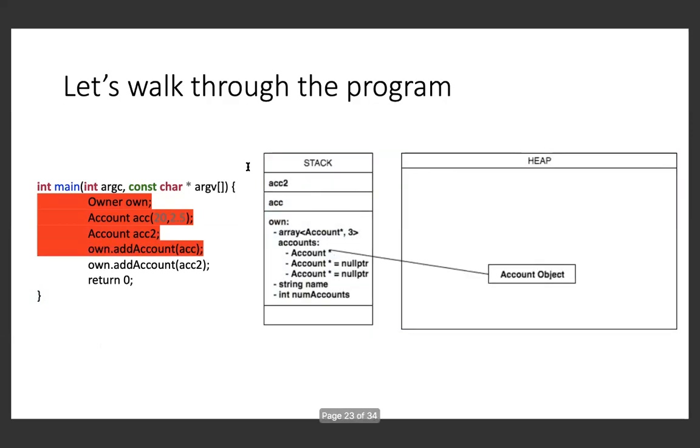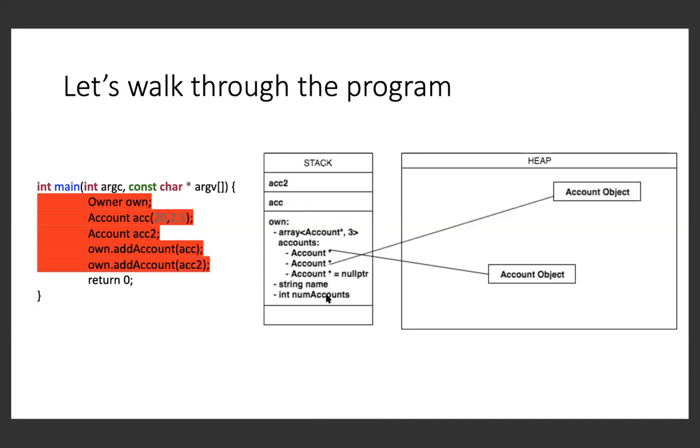Now we're going to add a new account. When we add this account, we are passing ACC to it, but we are creating a new account object inside the add account function on the heap, which is this one, by making a copy of ACC. And the pointer or the address of this account object is being stored inside the first element of the array. So our array now, the first element does not have a null pointer anymore. It has an address of this account object. And number of accounts was 0. Now it is 1 after adding this new account.